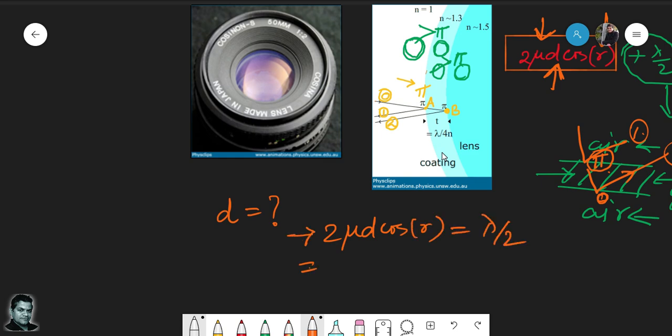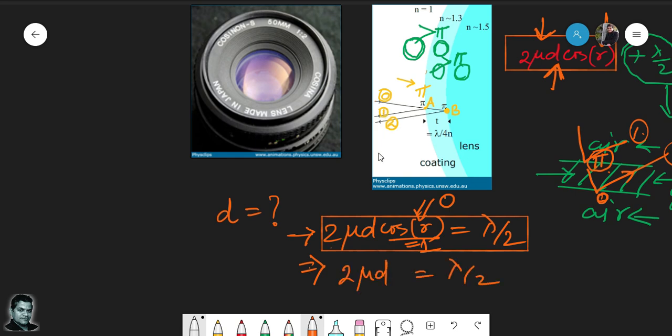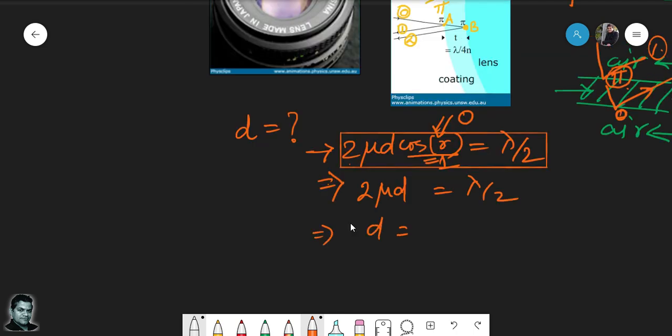So choose this path difference so that the reflecting rays interfere destructively. So no light is getting out due to reflection. Now from here we can see that cos r for normal incidence, r is 0, so cos r is equal to 1. So we have 2 mu d is equal to lambda by 2. That would imply that you choose d to be equal to lambda by 4 mu. Okay, so if we choose d, the thickness of this coating, to be lambda by 4 mu, then the path difference between the ray 1 and 2 would be lambda by 2, and that would imply that 1 and 2 interfere destructively.